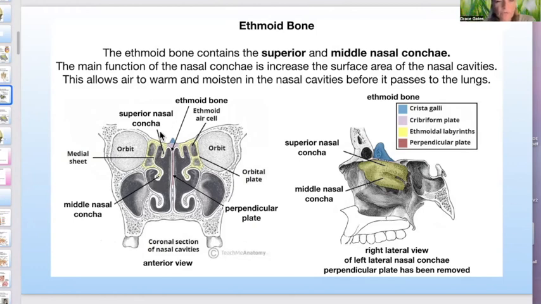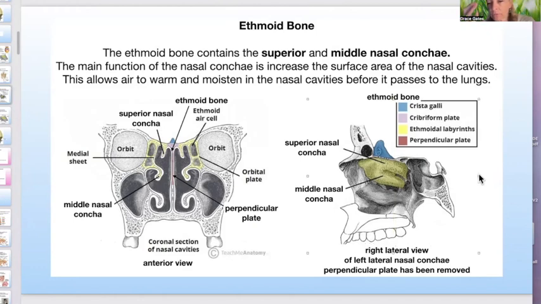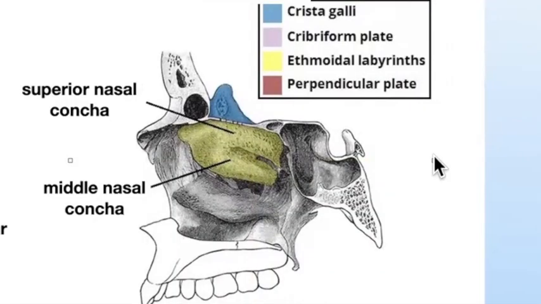Also shown in this coronal section are the perpendicular plate, which we just learned about, and the ethmoid air cells or sinuses. Now, this picture on the right is a lateral view. You're standing to the left, looking at the right conchae, and we see the superior nasal concha and the middle nasal concha, and the perpendicular plate has been removed. We don't see that, okay?